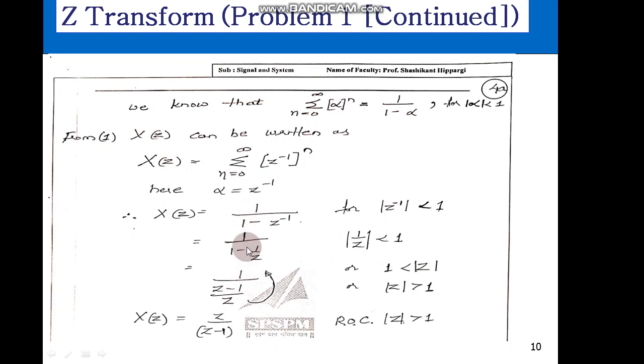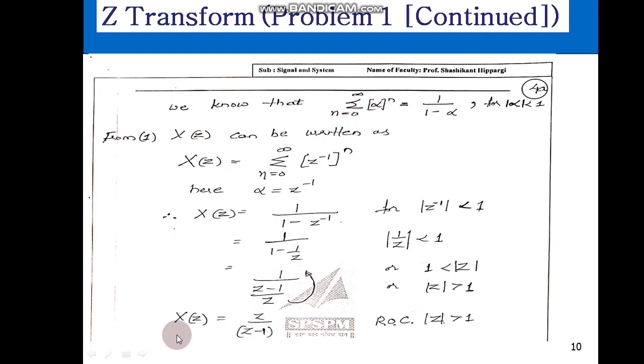If I try to solve this part, 1 divided by 1 minus z inverse, z inverse can be written as 1 by z. If I take the LCM, z becomes the LCM, so z has to be multiplied here. So z minus 1 divided by z. Z into 1 is z, minus 1, whole divided by the LCM, that is z. I'll take this to the numerator, and this becomes z divided by z minus 1. So X of z now is z divided by z minus 1 with ROC as z greater than 1.